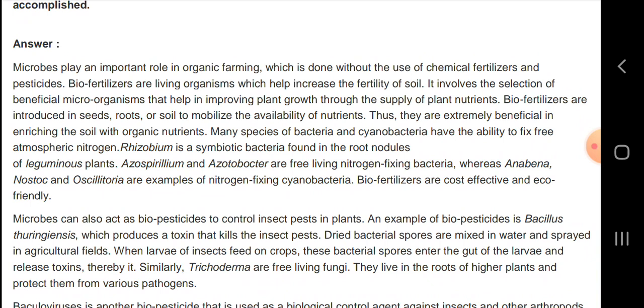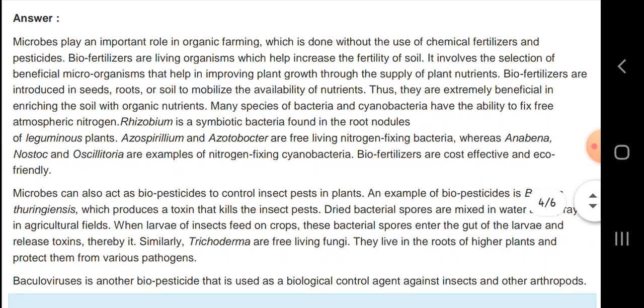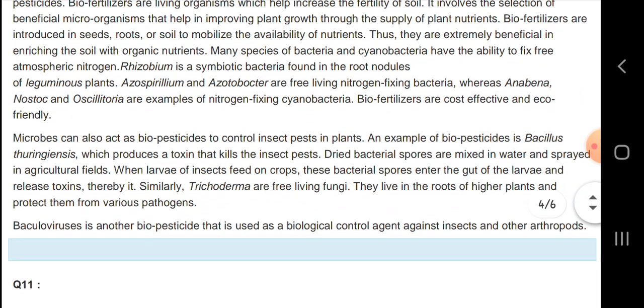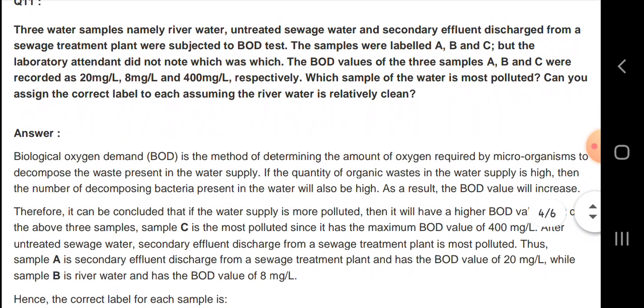Biofertilizers are living organisms which help in increasing the fertility of soil, and it involves the selection of beneficial microorganisms that help in the improvement of plant growth. Many species of bacteria and cyanobacteria have the ability to fix free atmospheric nitrogen. Next, let us know about the 3 water samples, namely river water.